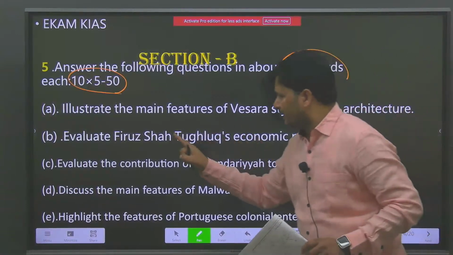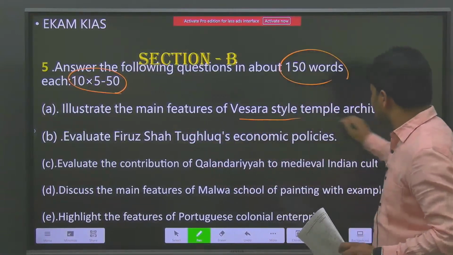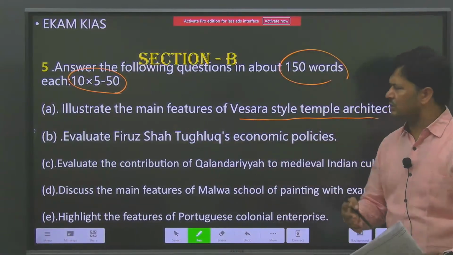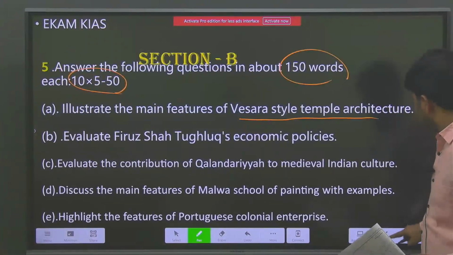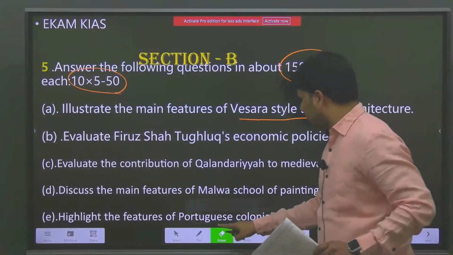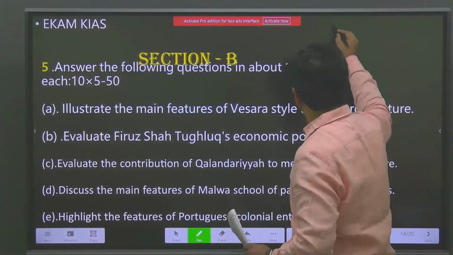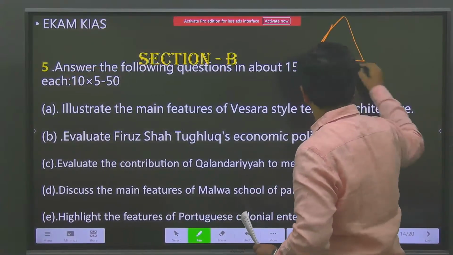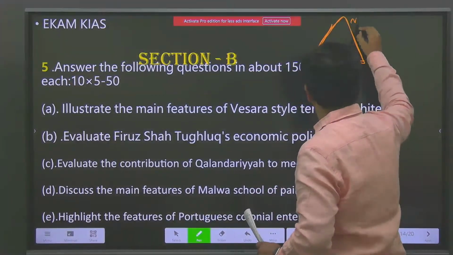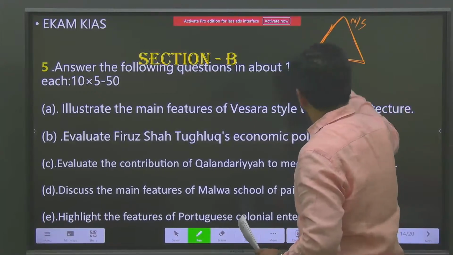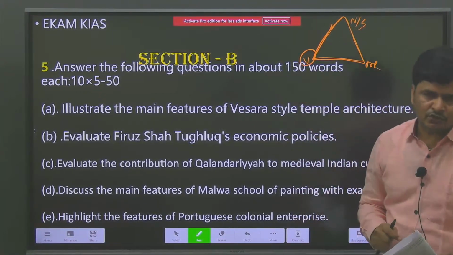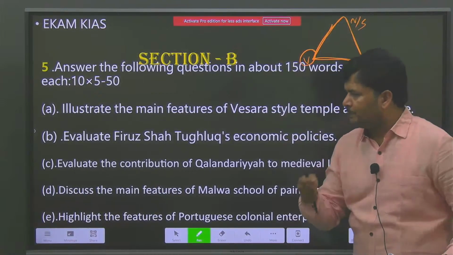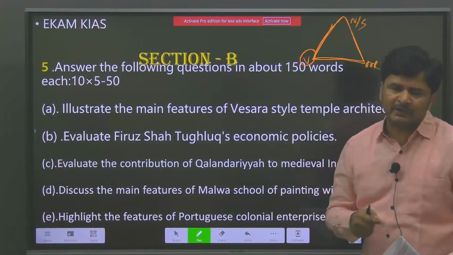The first one: Illustrate the main features of Shikara style temple architecture. It's a direct question, which we have learnt as part of classes. We have three major styles of temple architecture: Nagara style, otherwise called Shikara style, Vesara style, and Dravidian style. Nagara style was introduced by the Guptas and further enlarged by Rajputs.